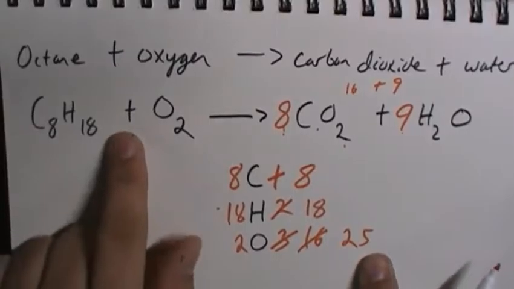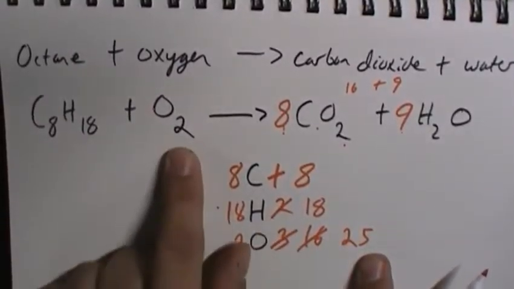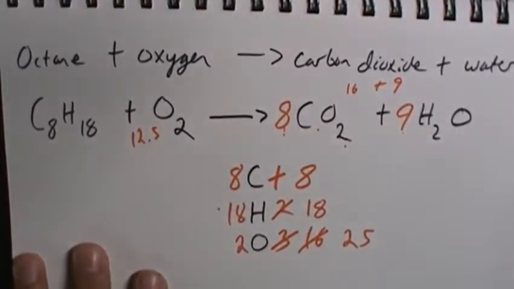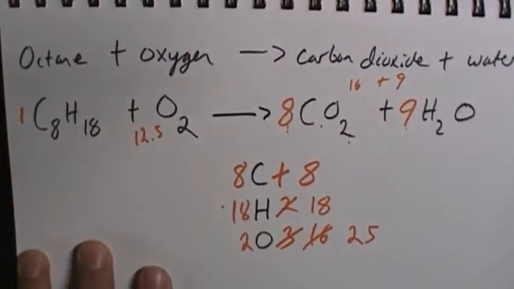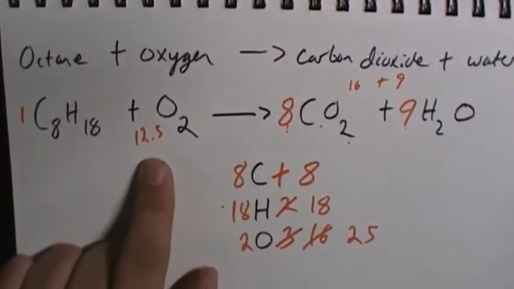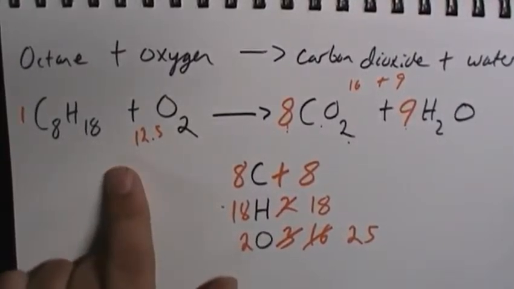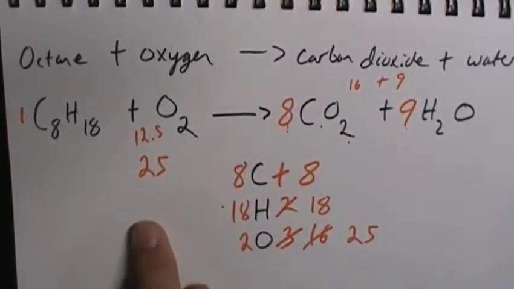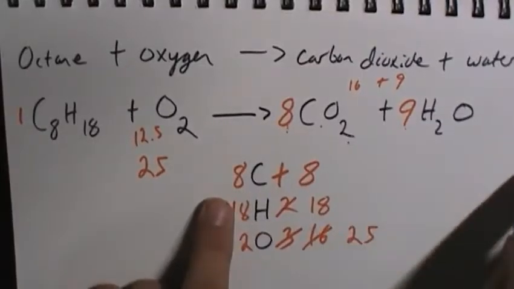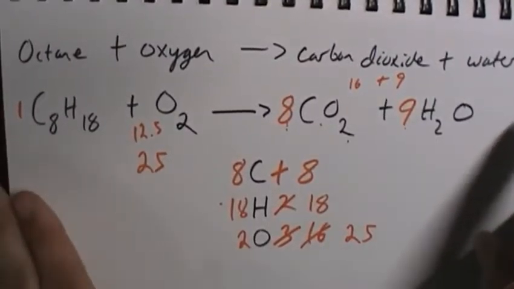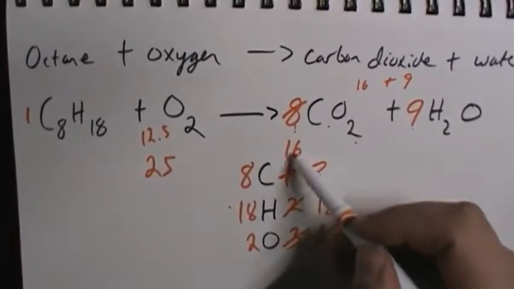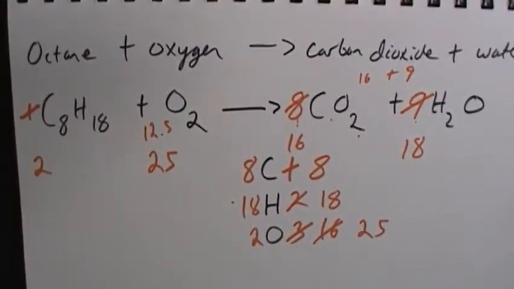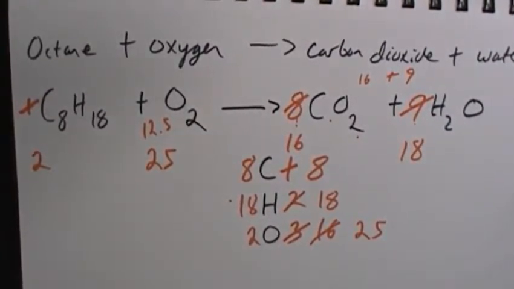So, the easy way to do this is to divide this by 2, and I will get 12.5 oxygens and 1 octane. I can't leave it in this form though. 0.5 is a fraction that ends over 2. So I'm going to multiply it by 2, and I'm going to get 25. But if I multiply the oxygens by 2, everything else has to be multiplied by 2 or else it's not going to balance. So this 8 becomes a 16, this 9 becomes an 18, this 1 becomes a 2. Now the equation is balanced.